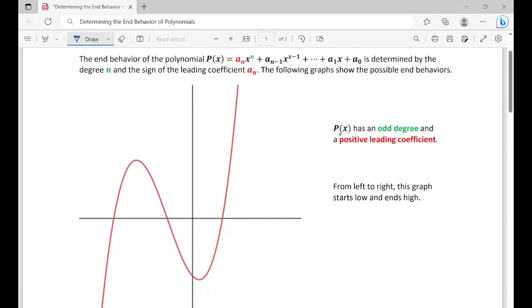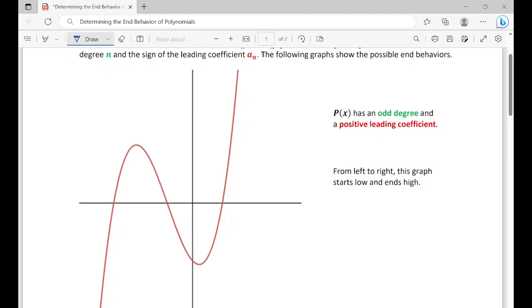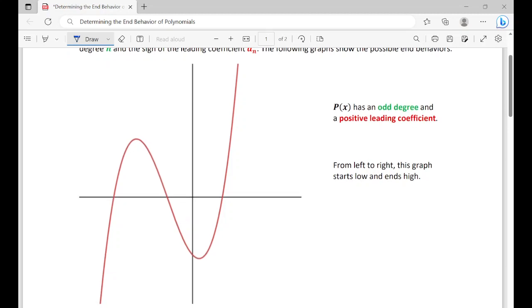So if p of x has an odd degree, which means its highest exponent is odd, and has a positive leading coefficient, you will have a graph that looks kind of like this, where it starts off low, somewhere down here. It will go up and do something in the middle, not sure what, don't really care, because we're talking about the end behaviors. And then it's going to shoot up and go up here, like so.